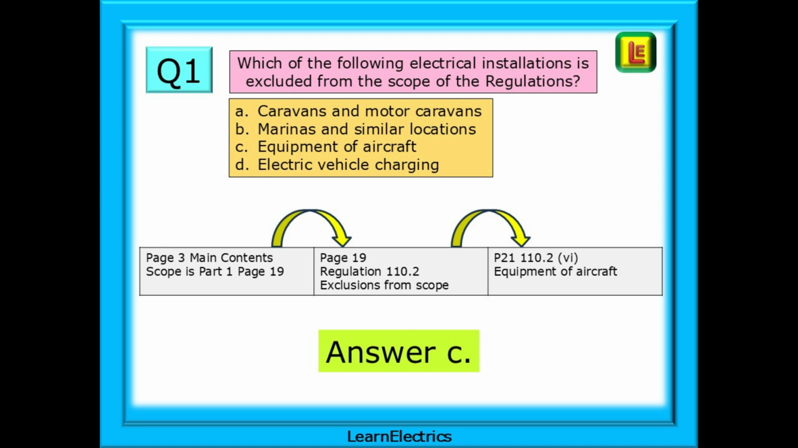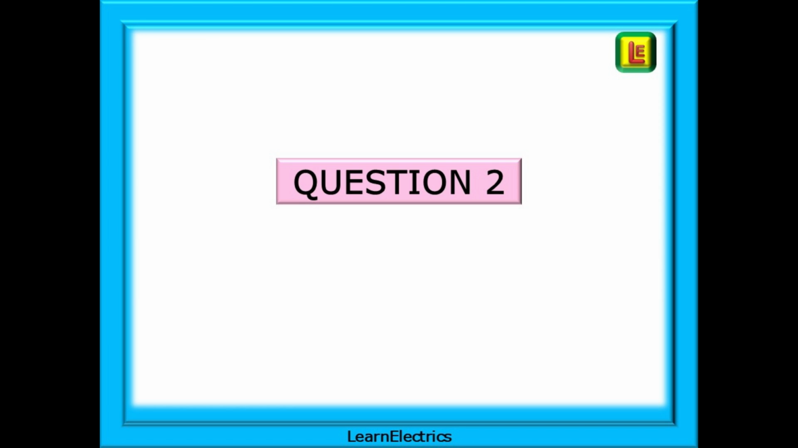Finding scope on page 3, we are directed to page 19. Page 19 indicates that regulation 110.2 covers exclusions from the scope of the regulations. Turning to page 21, find regulation 110.2.6 or V1. This states that equipment of aircraft is excluded from the scope of the regulations. Our answer is C. Question 2 next.